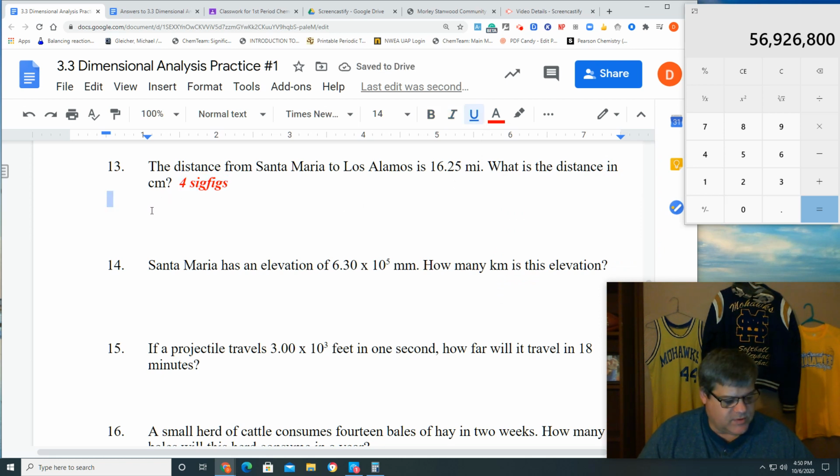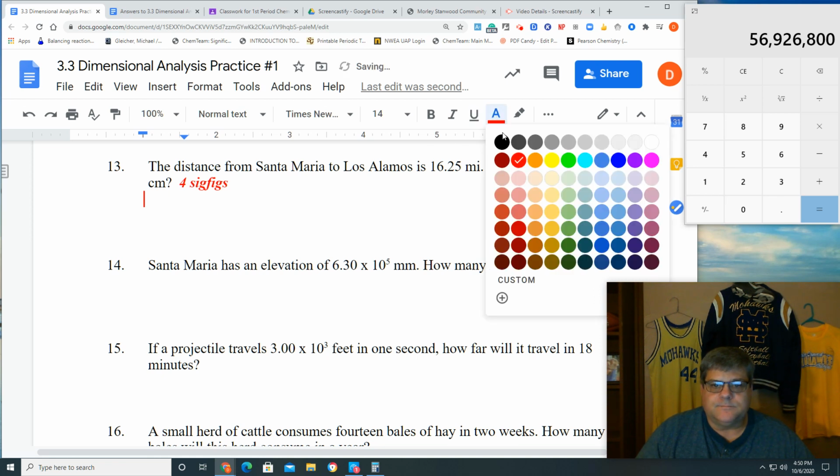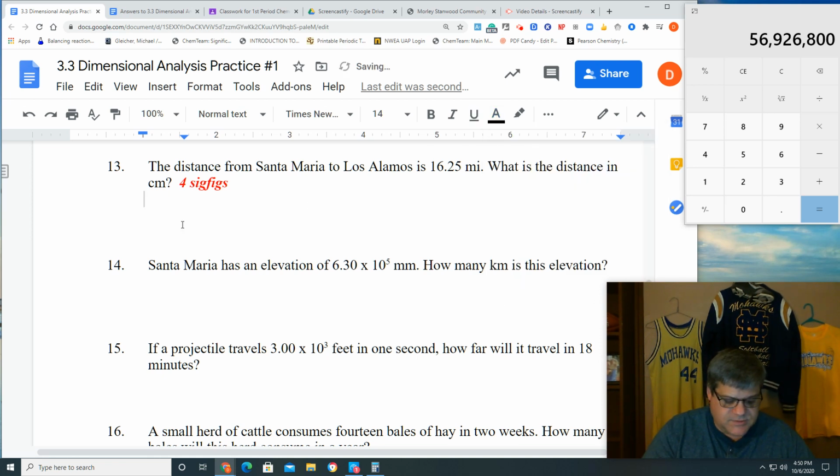So remember what we're going to do. We're going to write down what we know. So what is known? Well, what is known is that we have 16.25 miles. What we're looking for, or what is unknown, is the distance in centimeters. Okay, so we're going to go from miles to centimeters.